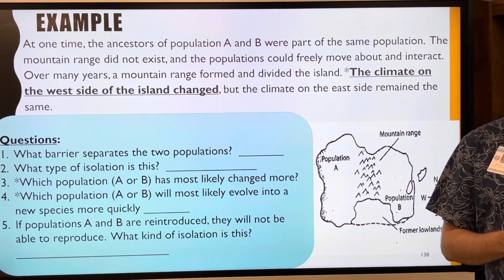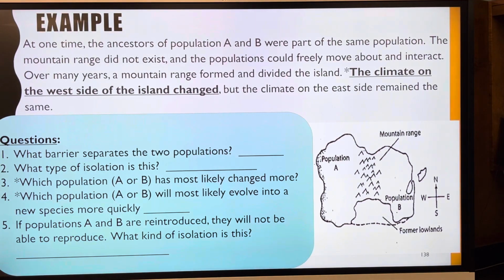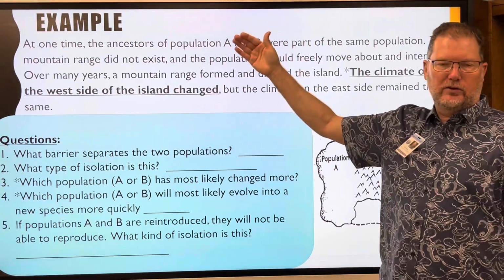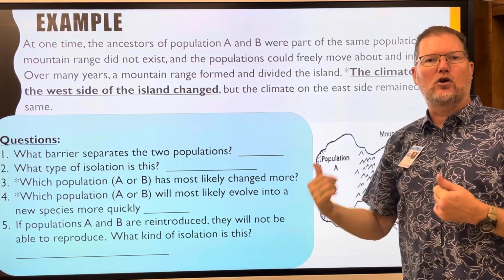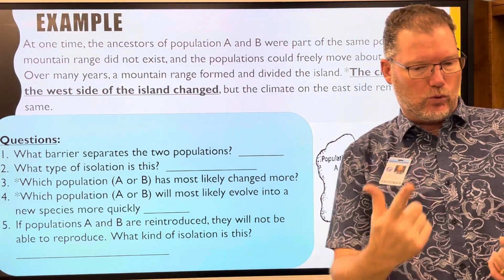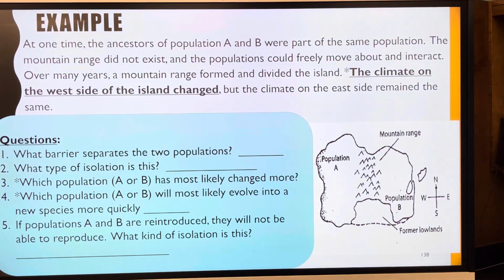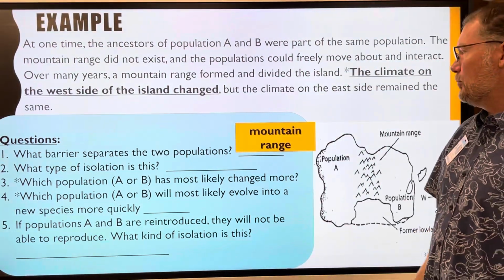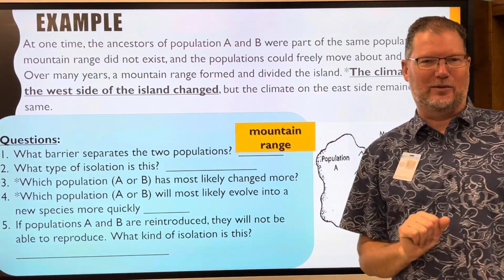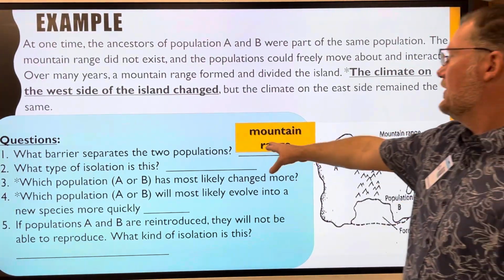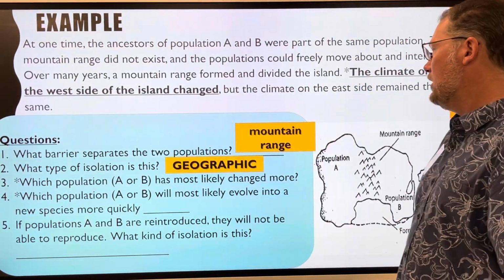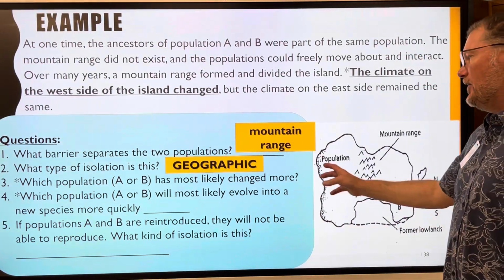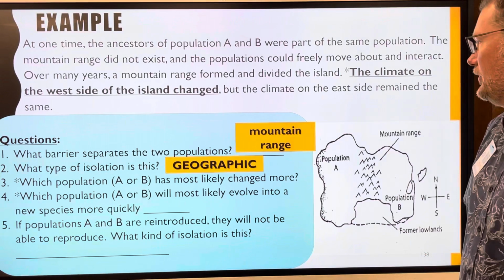So here are some questions. What barrier separates two populations? Well, that's pretty obvious. But don't just say mountains. We talked about barriers in our notes. What do we call this? Starts with a G. Write the right word. That's wrong. It's supposed to be geographic separation. Write geographic separation, okay? All right. Oh, that would be isolation. Okay, that's the next question. Okay, so what type of isolation? Geographic isolation. It just seemed too obvious.